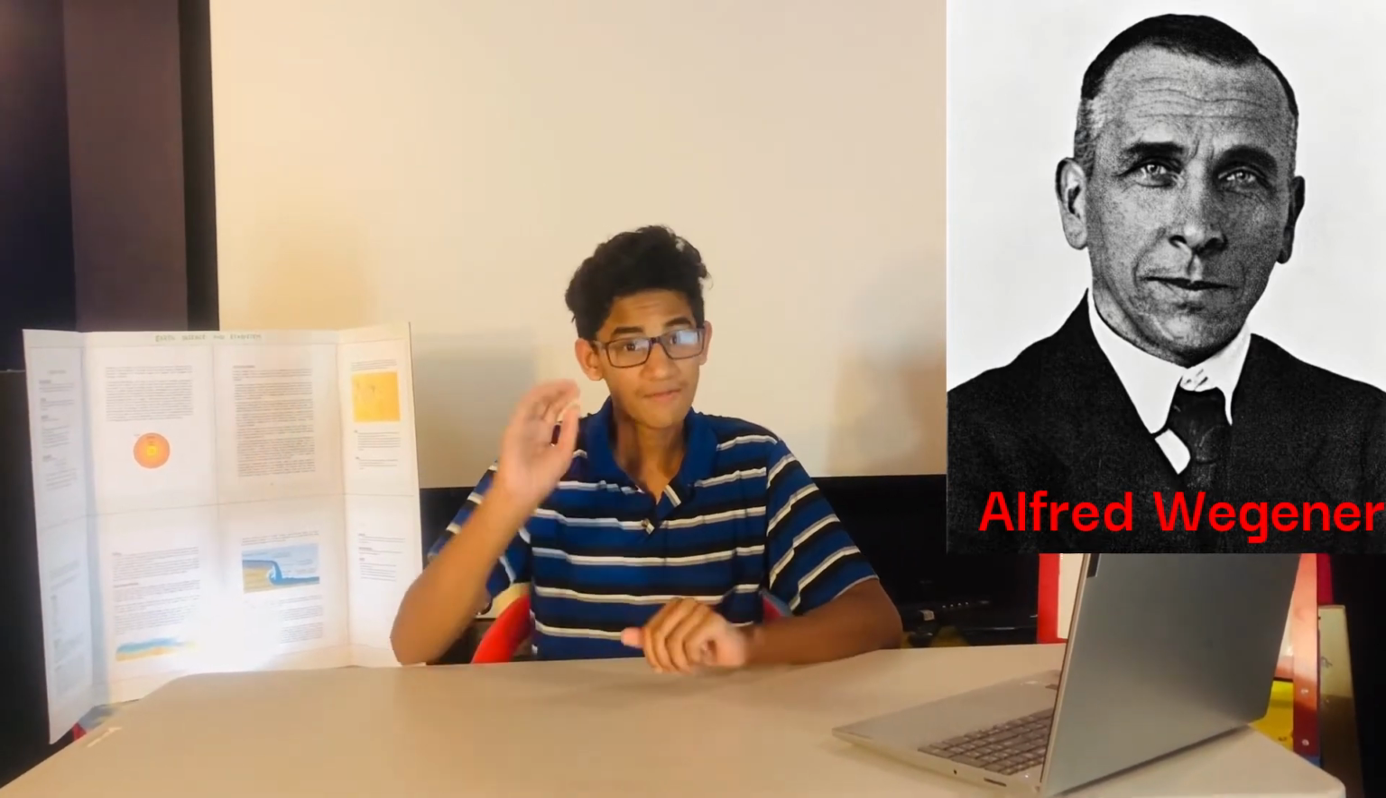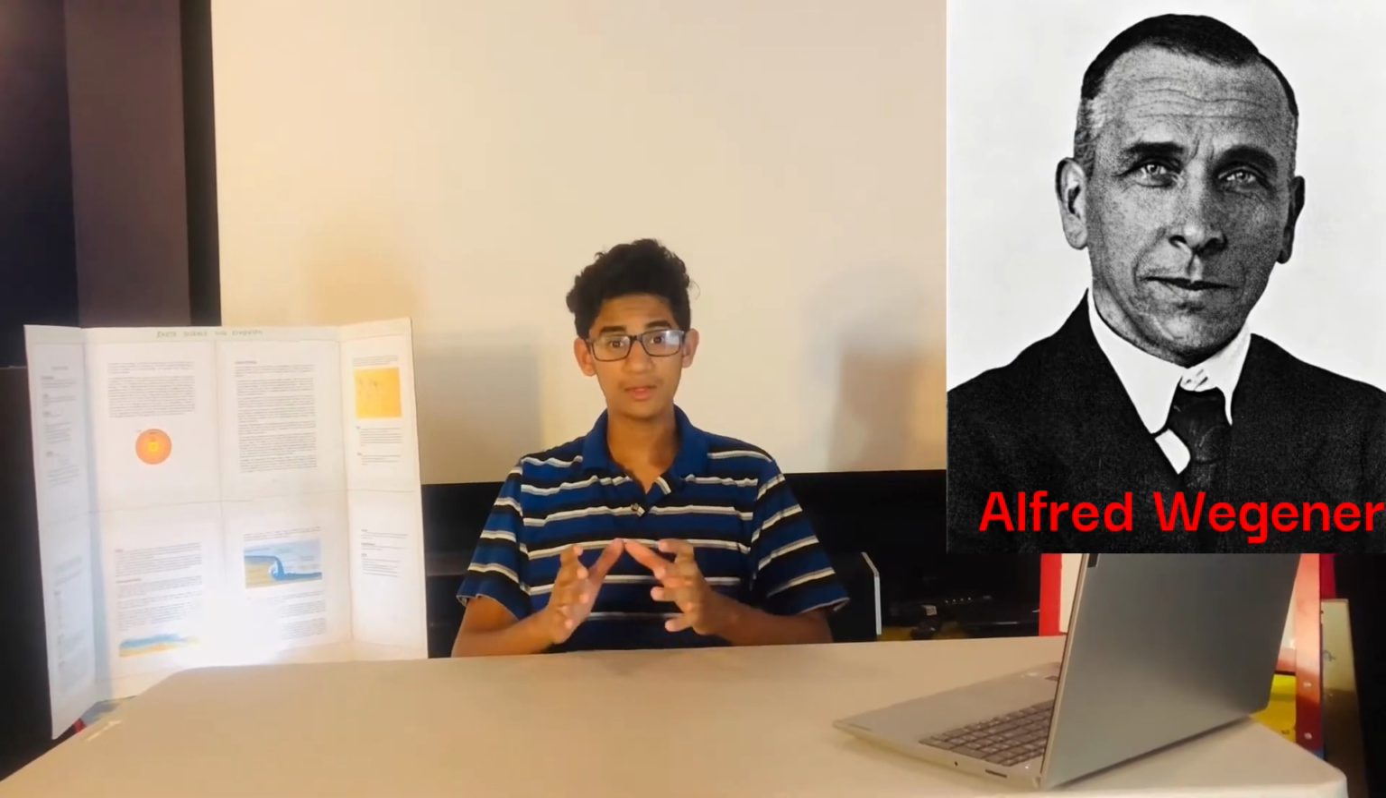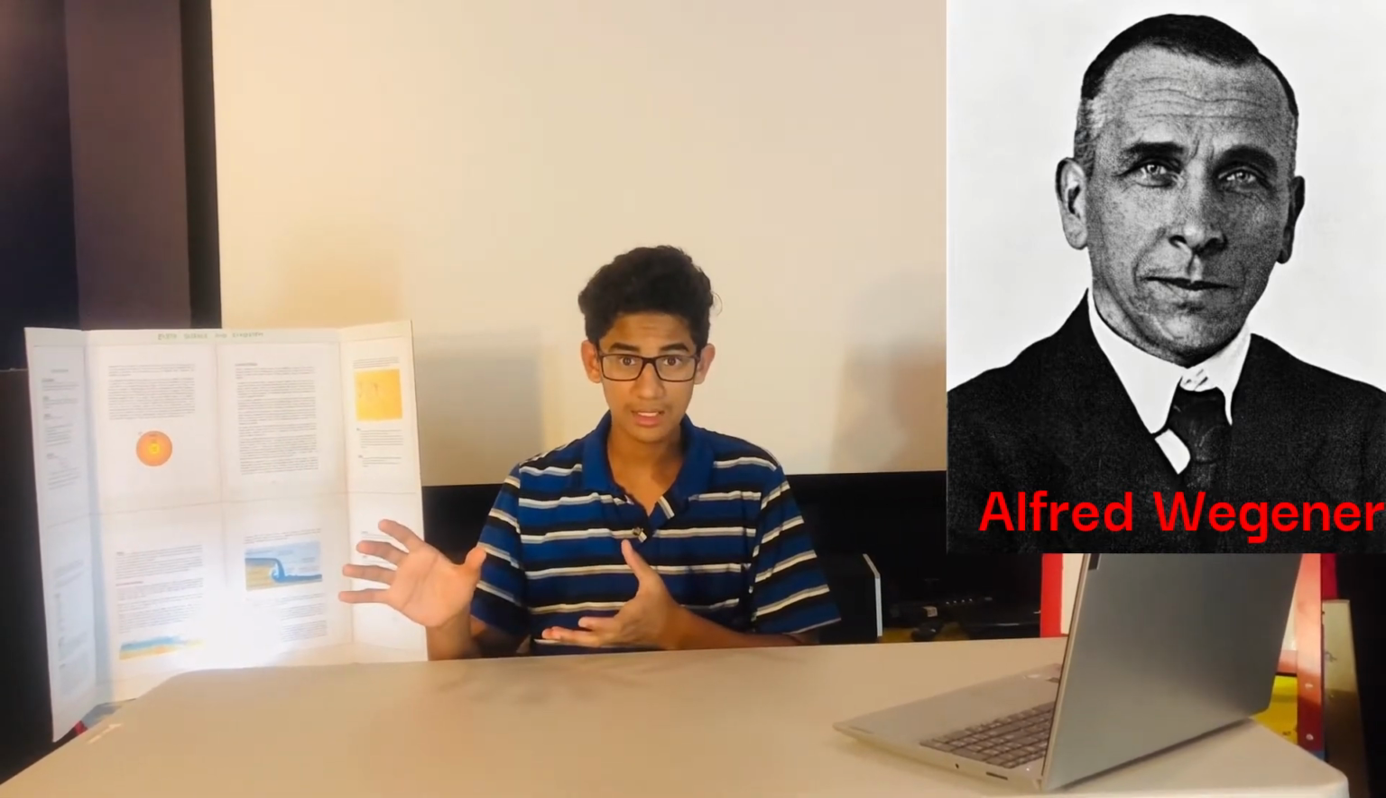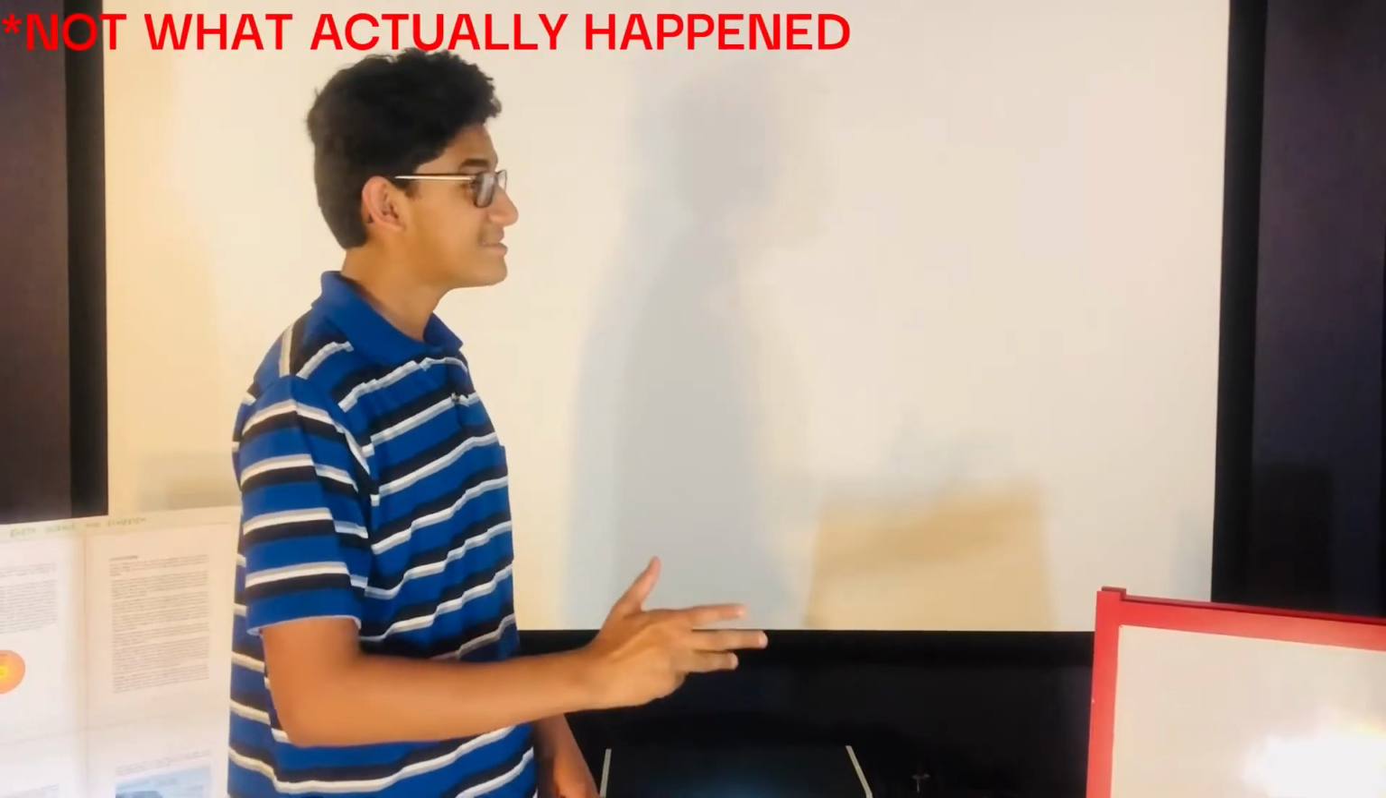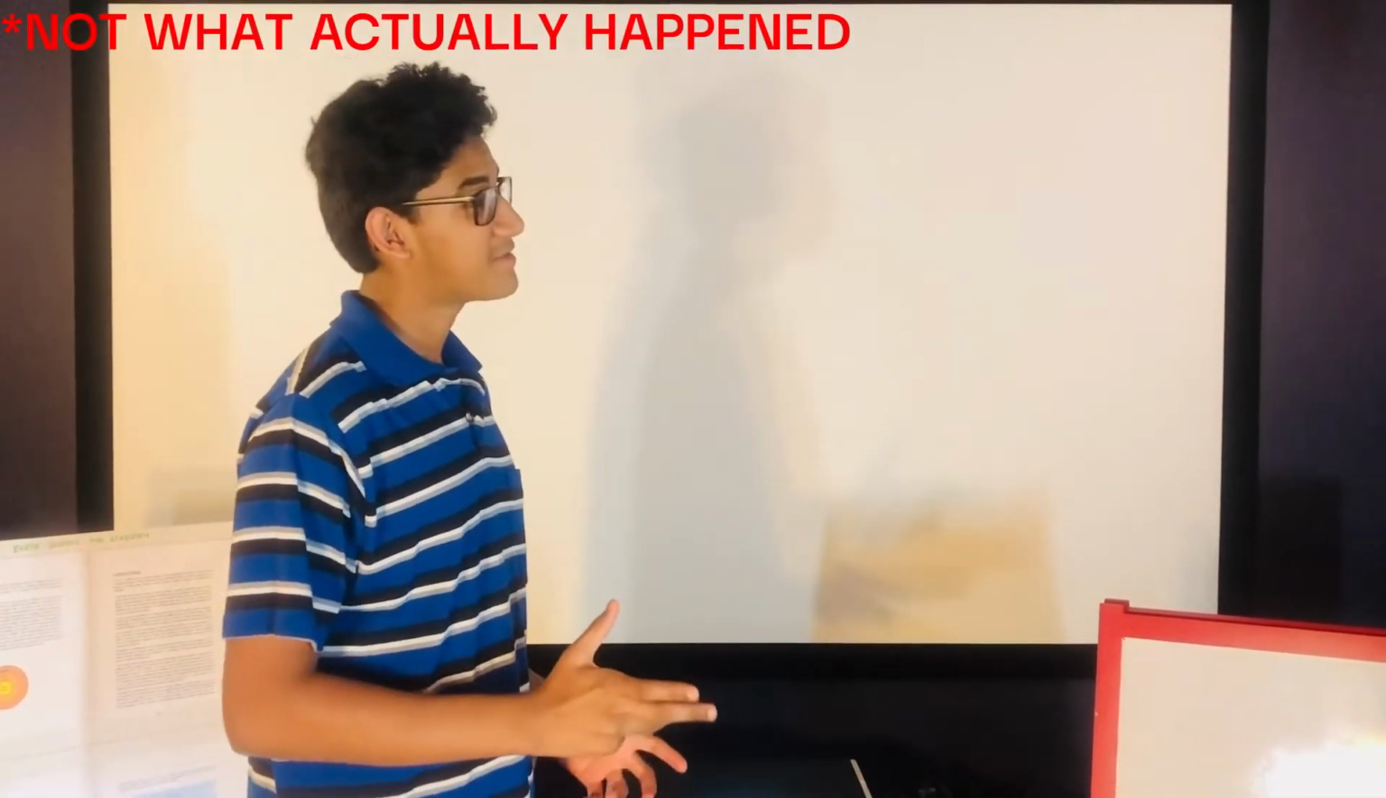So he had 5 main points and evidence he conducted from all his researching in Greenland and different places around the world. So once he learned about that, he composed a theory and proposed it to the scientists. And, well, that didn't go so well. And that is the 5 reasons on why continental drift happens.